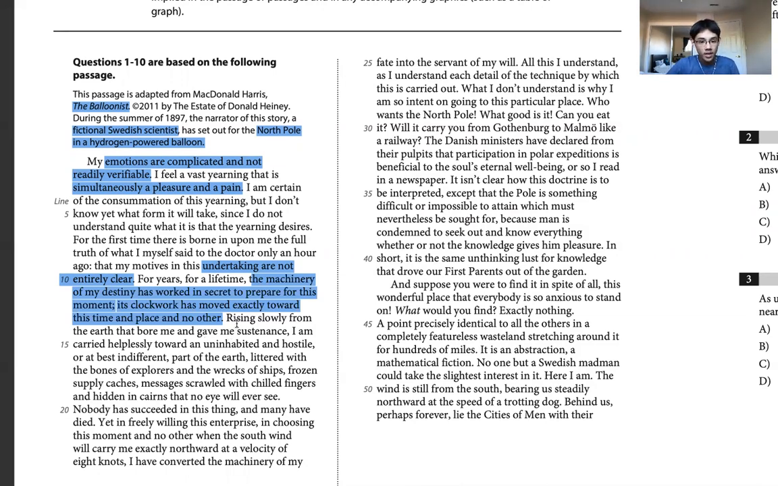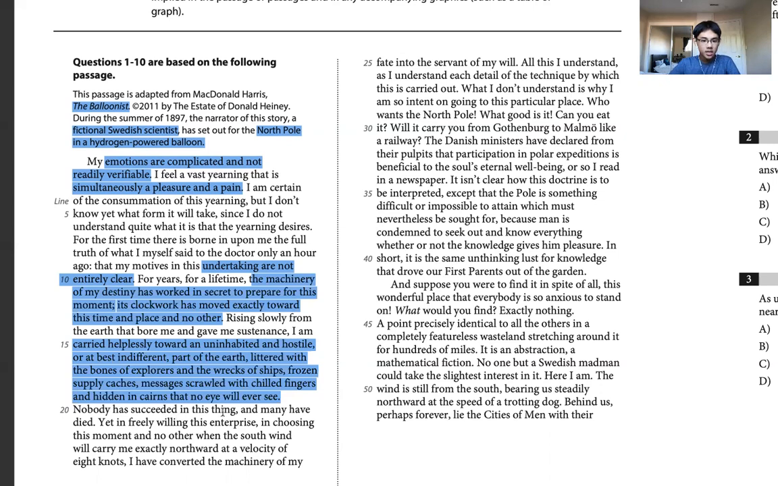"Rising slowly from the earth that bore me and gave me sustenance, I am carried helplessly toward an uninhabited and hostile, or at best indifferent part of the earth, littered with the bones of explorers and the wrecks of ships, frozen supply caches, messages scrawled with chilled fingers, and hidden in cairns that no eye will ever see." So this provides a reason for the narrator's internal conflict, being that he feels his destiny, his fate, is pushing him towards such a hostile, uninhabited place that no one would really dare to explore. And yet he feels obligated to go to such a place.